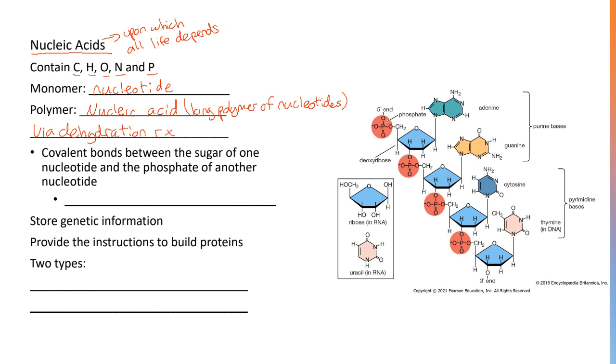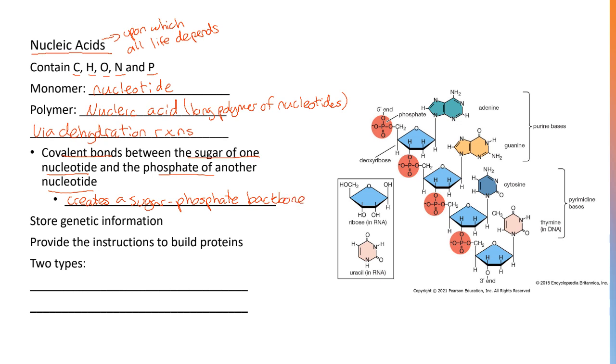All right. Covalent bonds between the sugar of one nucleotide and the phosphate of another nucleotide. And that's what you see here. When you have these covalent bonds between the sugar of one nucleotide and the phosphate of another one, you create something called a sugar phosphate backbone, which is the backbone of your nucleic acid.